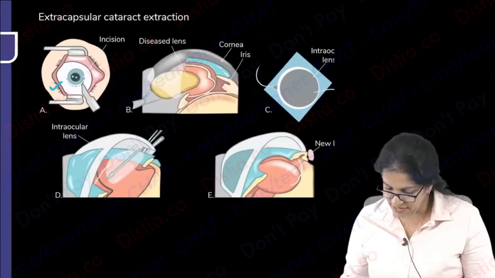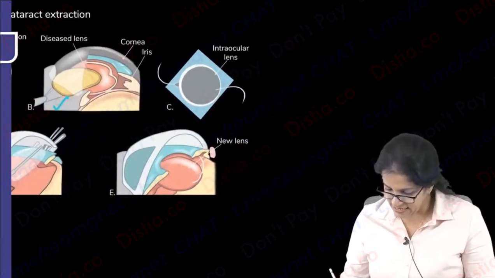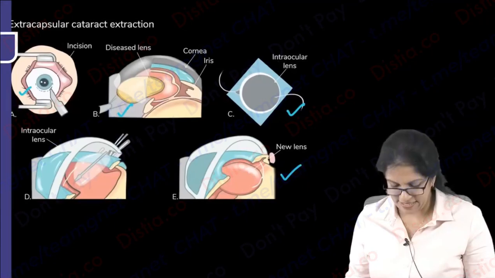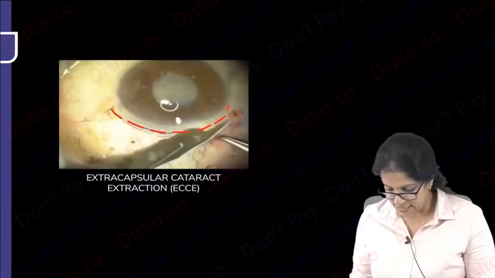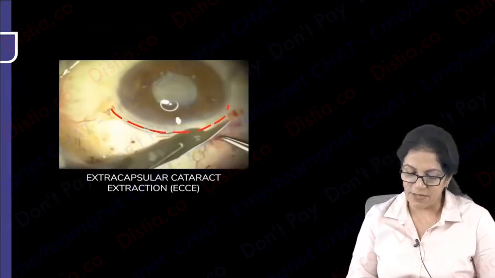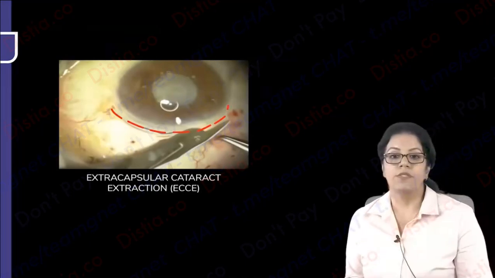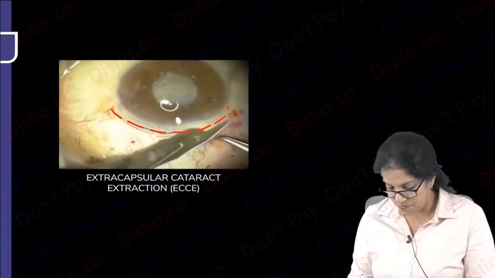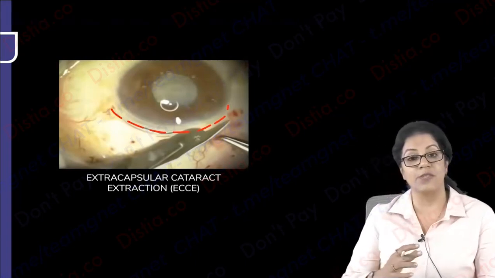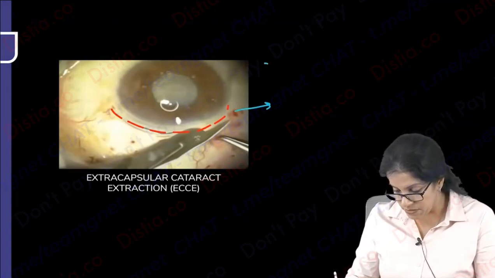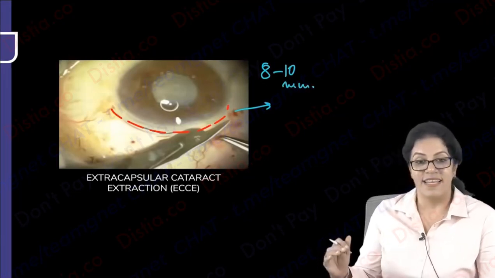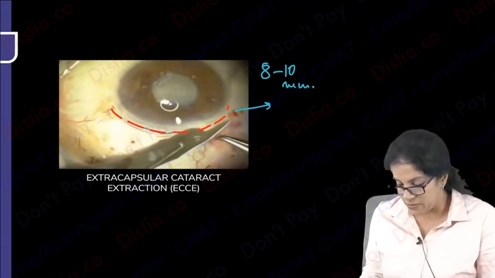We have made an incision here. We are taking out the cataractous lens. This is the intraocular lens, the new lens I am putting here, and we are done. See, this is the incision I am giving for ECCE, that is extracapsular cataract extraction. We first give a partial thickness cut with the blade, and now with the corneal scissors we are cutting it through. The length of the incision is around 8 to 10 millimeters. It's very long, right? So this is mainly around 8 to 10 millimeters.